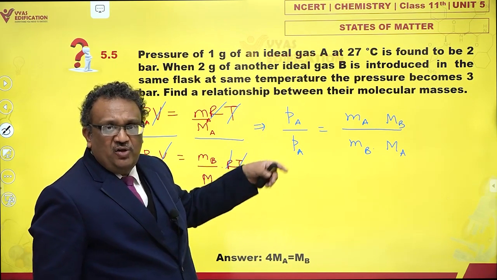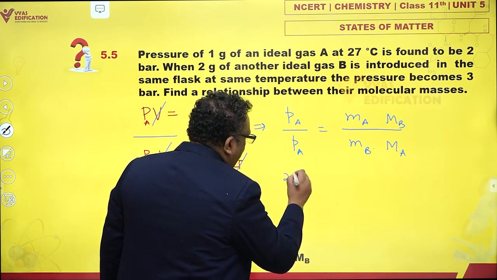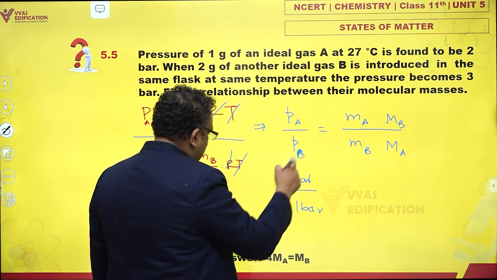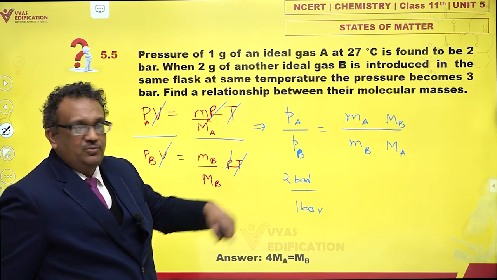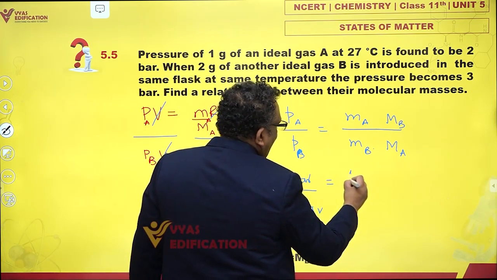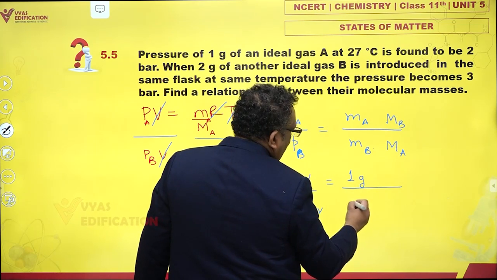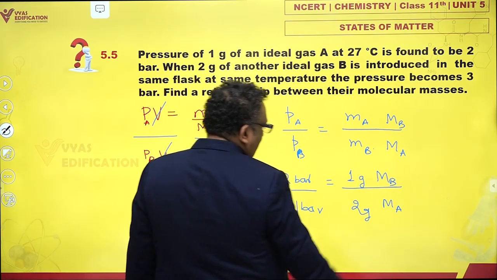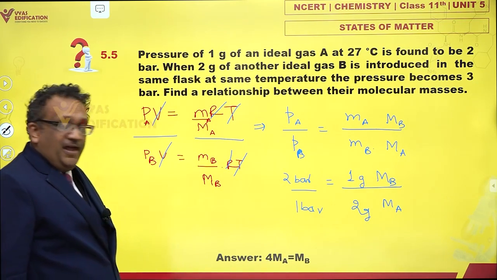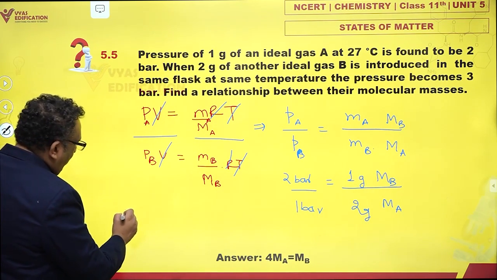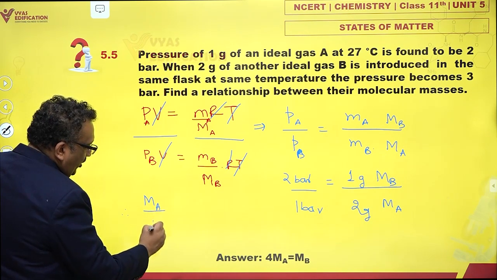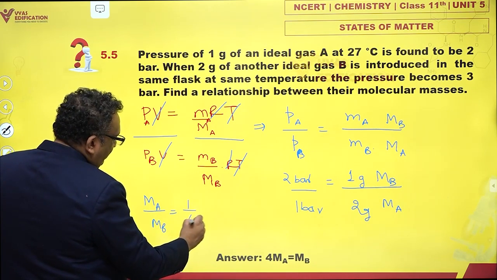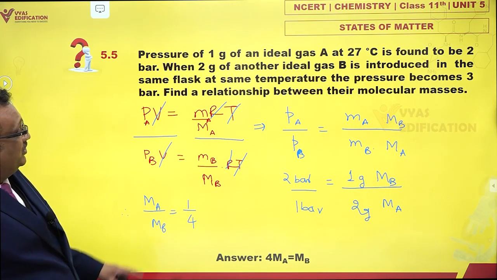Am I given partial pressure of A? Yes, I know partial pressure of A is 2 bar. Sorry, this is B. Partial pressure of B is 1 bar. I made a silly mistake here. It is B here. B, please note. Mass of A was 1 gram. Mass of B was 2 grams. Molar mass of B and molar mass of A, I don't know. Nothing has been mentioned. Can I find the ratio? Yes, I can. Therefore, molar mass of A upon molar mass of B is 1 upon 4. So the ratio is 1:4.